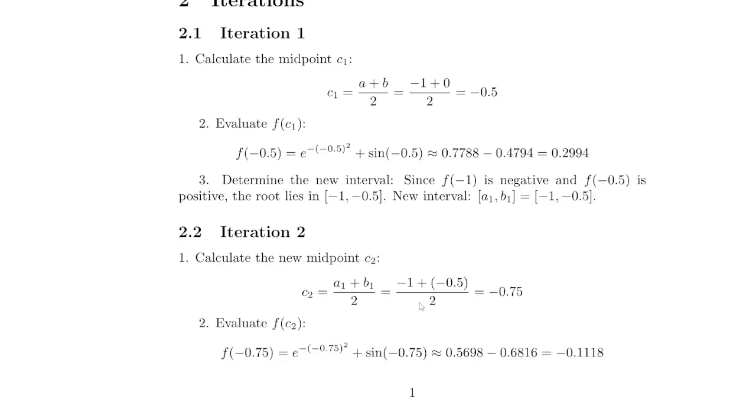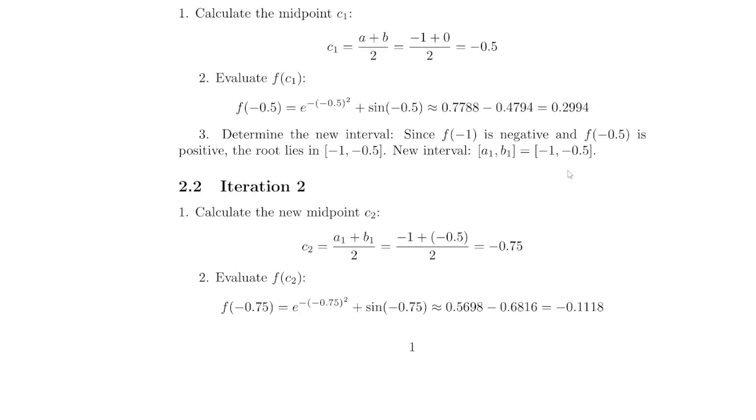And now we're going to do the second iteration. So our new interval from -1 to -0.5, we're going to find the midpoint of that, which is -0.75. We're going to evaluate f at x equals -0.75, which is -0.1118.